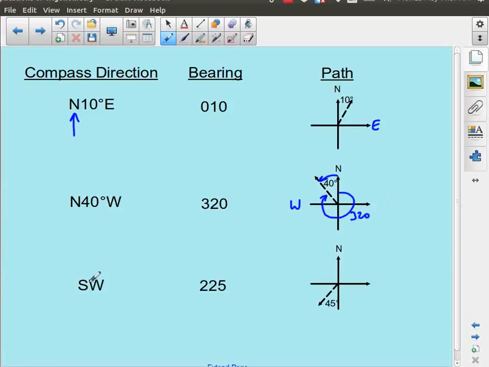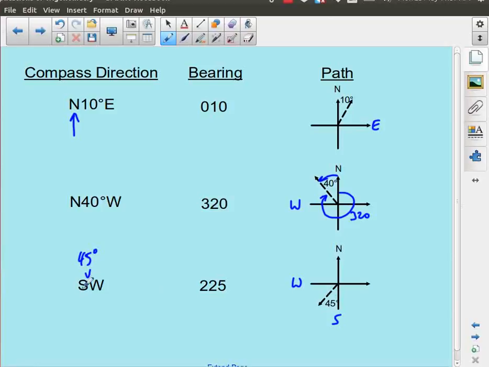Southwest, there's no number in between these, and so that means that the number in between is 0. Actually, 0 is probably not the right way of describing that. The number in between is actually 45. So let me try that again. So that really means south 45 degrees west. We start at south, which is here, and we turn towards the west 45 degrees.